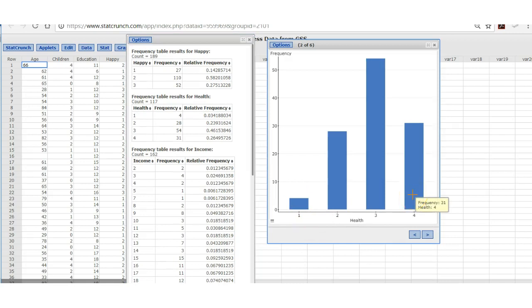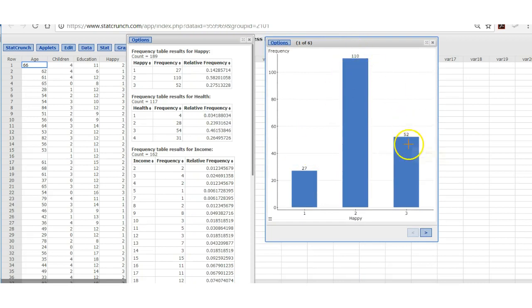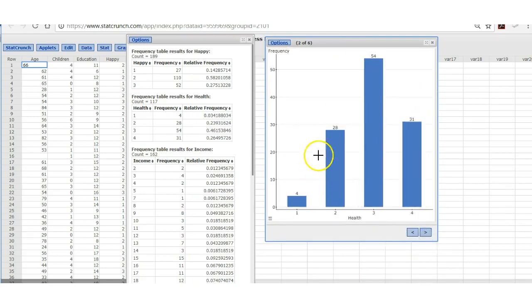Here's the bar graph for the health variable. And again, we can see which category had the highest frequency. The other nice thing in StatCrunch is that if you put your cursor over the bar, it will tell you the actual frequency, and it will also tell you what categories that was from. Now, one other thing we can do, if we want StatCrunch to automatically put the frequency above the bar so that we don't have to look it up every time, we can go back to this and check where it says value above bar. When I do that, then it puts the frequencies at the top of the bar for each one. So now we can see what those actual numbers are.